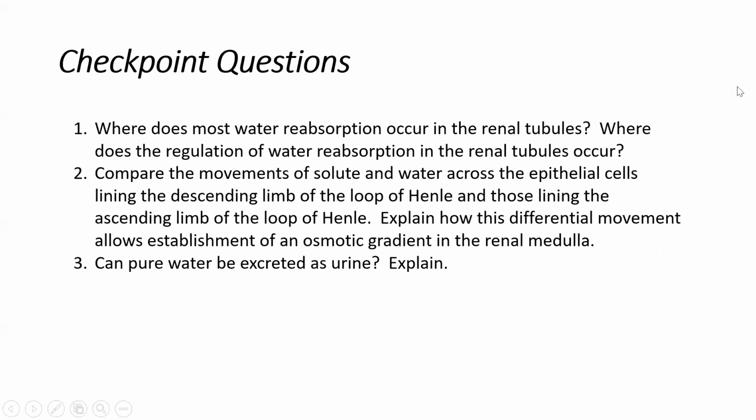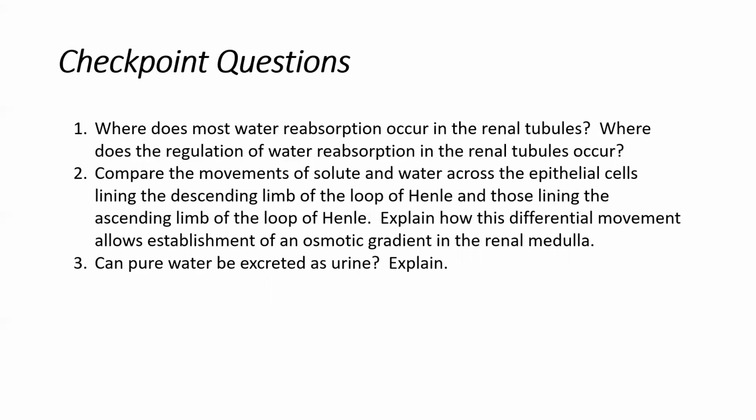Okay, so question 1, where does most water reabsorption occur in the renal tubules? Where does the regulation of water reabsorption occur in the renal tubules? So the first part, straight away, we know it's the proximal tubule, about 70% of the water that is reabsorbed through the entire nephron happens in the proximal tubule. And we talked about the mechanism, and we talked about the adaptations of those cells for reabsorption. Where does the regulated water reabsorption happen? That's going to be the distal tubule and the collecting duct.